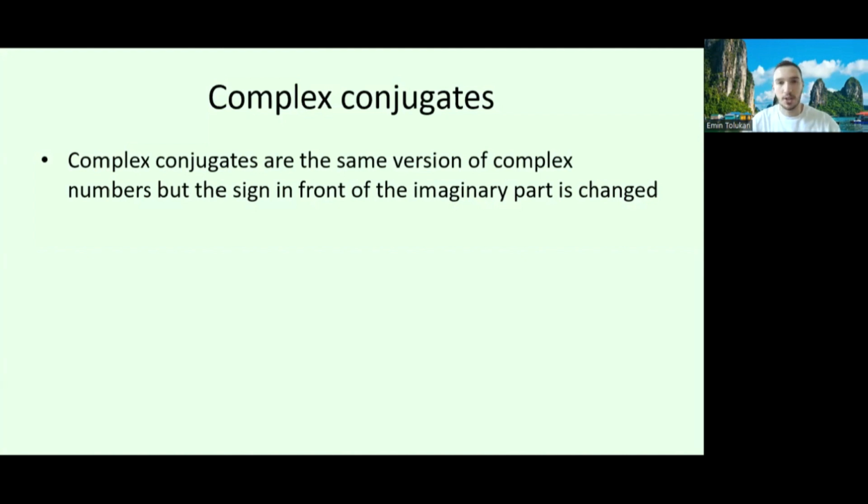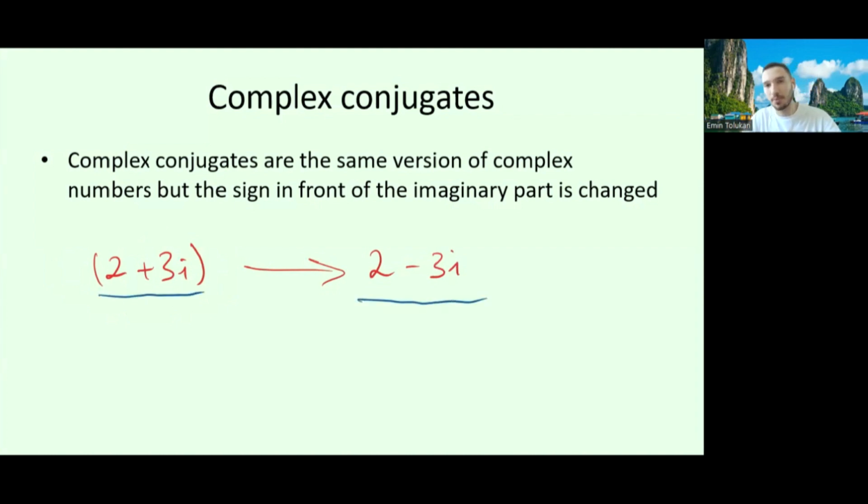So complex conjugates. What is a complex conjugate? How do you find a complex conjugate? All right. So if you have a complex number, the complex conjugate of this complex number is going to be equal to the same real part plus the opposite of what you had in the imaginary part. So for example, you have plus 3i here. The opposite of that would be minus 3i. So the complex conjugate of 2 plus 3i is 2 minus 3i.